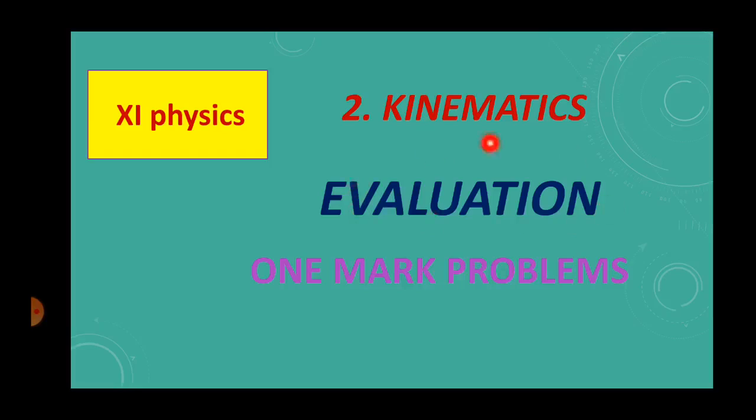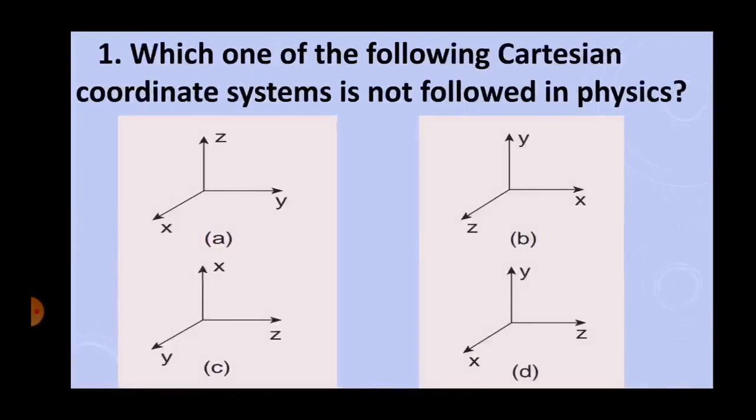In this video, we discuss the evaluation 1-mark problems. So student, let's start with the first problem. Which one of the following Cartesian coordinate systems is not followed in physics?